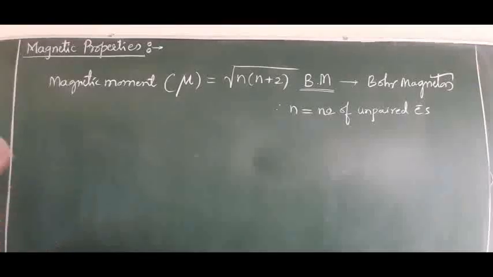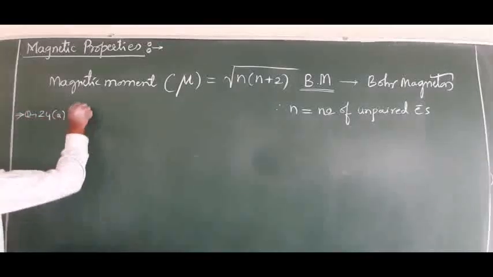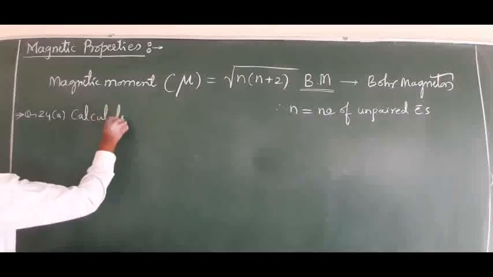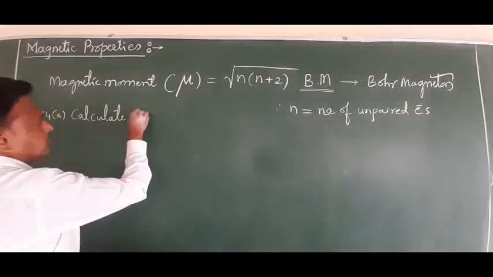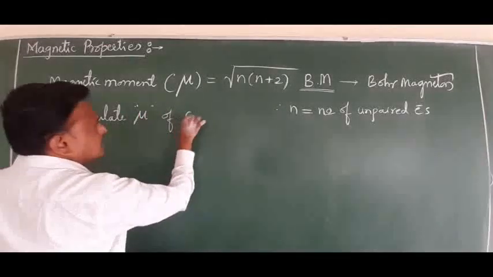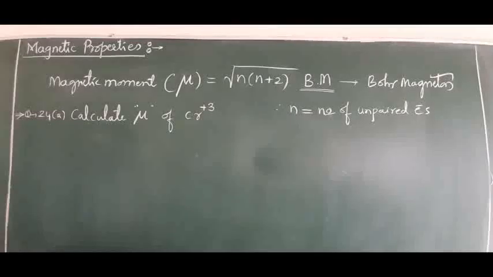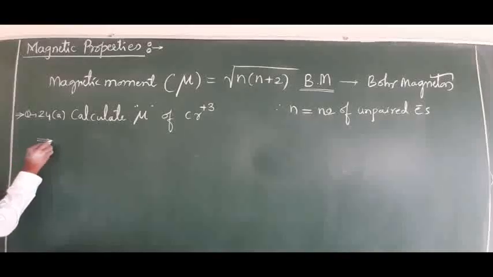Okay, how to calculate, sir? This question is asked many times. Question number 24a: calculate the mu value or magnetic moment value of chromium plus 3. The question comes for 2 marks. Calculate the mu value of chromium plus 3. Very simple.